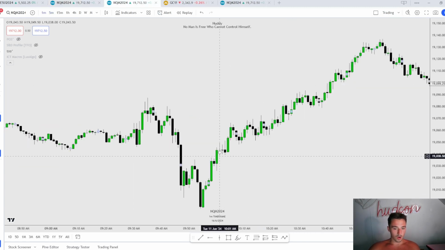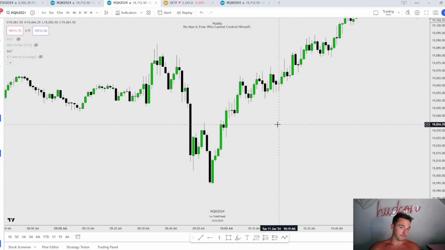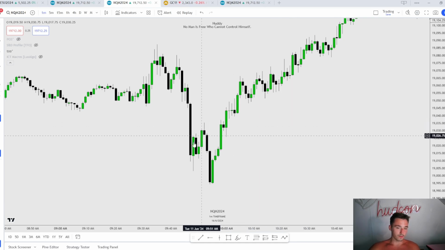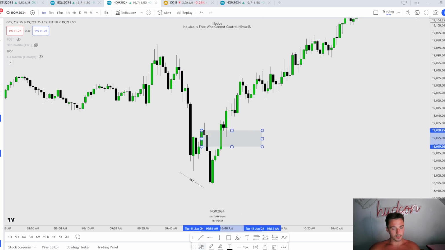So NQ 1 minute. What do we see here? This is actually a very beautiful, beautiful trade. Right here, we form an SMT, right? SMT, right there. What becomes the bullish breaker? Right here. This up close candle becomes your bullish breaker.